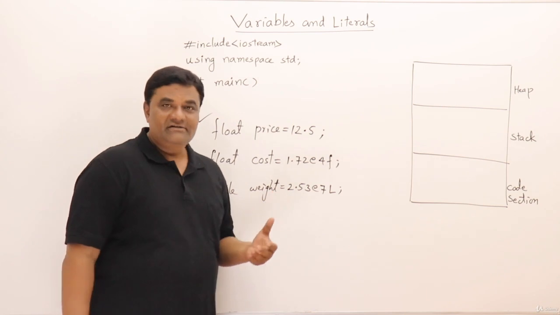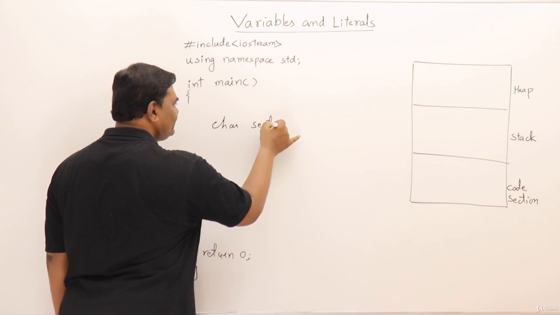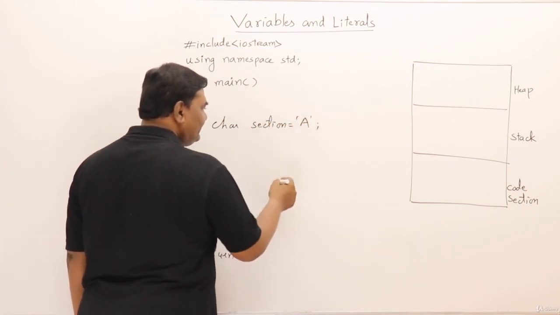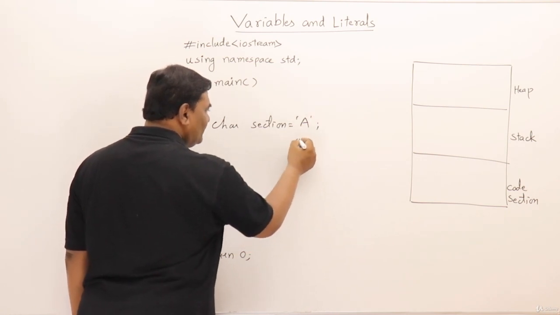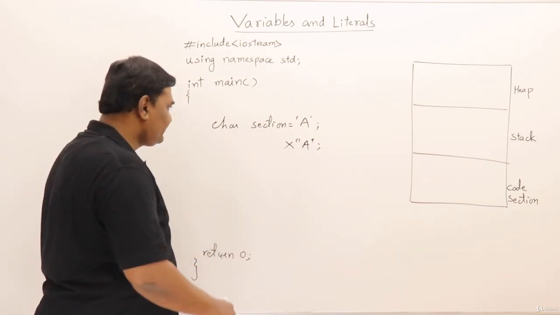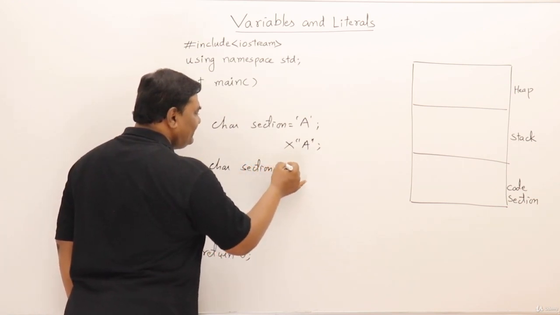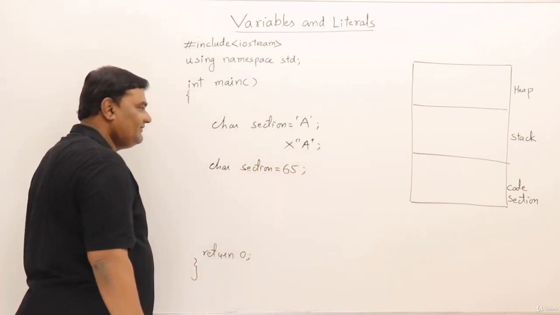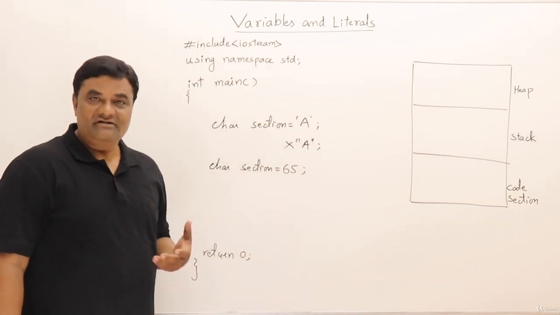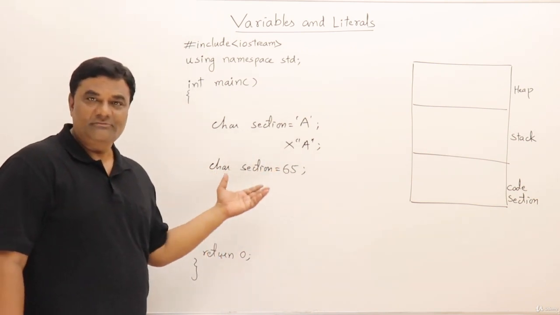Now next, let us see character literals. When we declare a character type variable, suppose section, a class section A, it must be given in single quotes. If you use double quotes A, then this will be a string. It is not a character. It should be in single quotes. Or otherwise, char section, I can even write a numerical value that is 65, because 65 is the ASCII code for A. So you can either write integer literal for initializing a character type variable. So this is about a character.